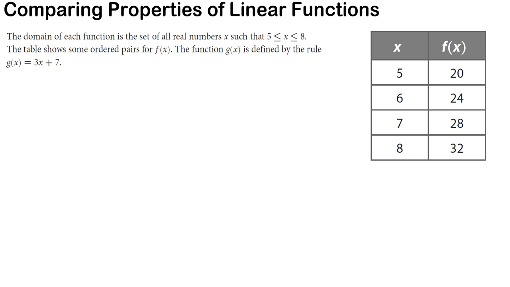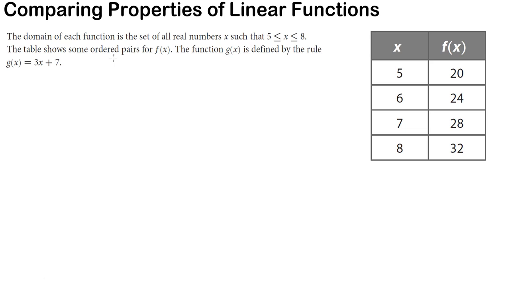In this video, we're going to talk about comparing properties of linear functions. Sometimes you're going to have more than one linear function, and each one is expressed in a different way. In this example, it says the domain of each function is the set of all real numbers x such that x is greater than or equal to 5 and less than or equal to 8. In other words, our domain, our x values, are all real numbers between 5 and 8.